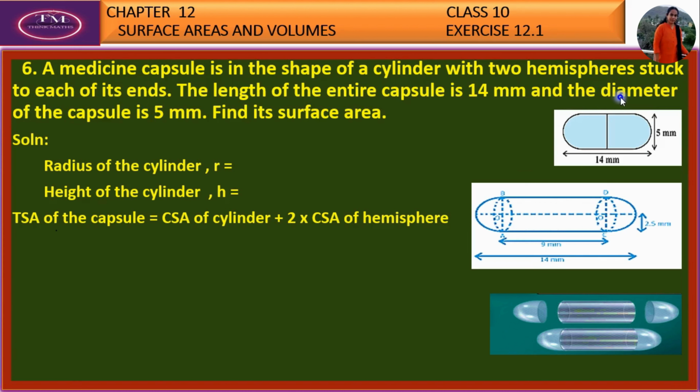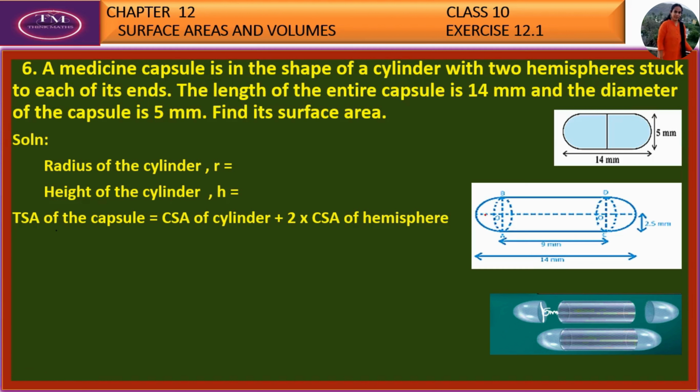Diameter of the capsule. So diameter means this circular area. So this diameter is 5 millimeter. Okay. So now this data is given. Height of the capsule is 14 millimeter and diameter of this hemisphere is 5 millimeter. So these are the data given. With this data, we have to find out the height of the cylinder.